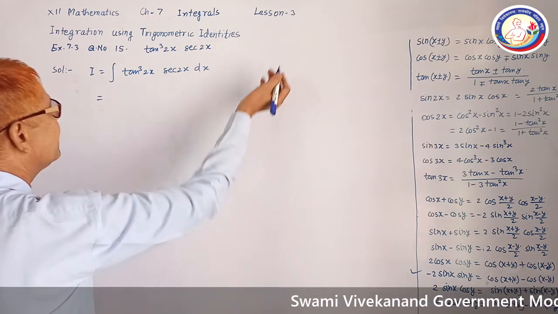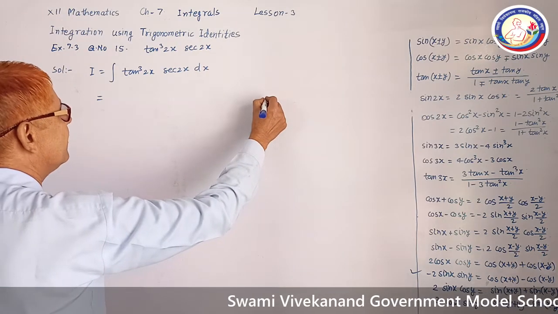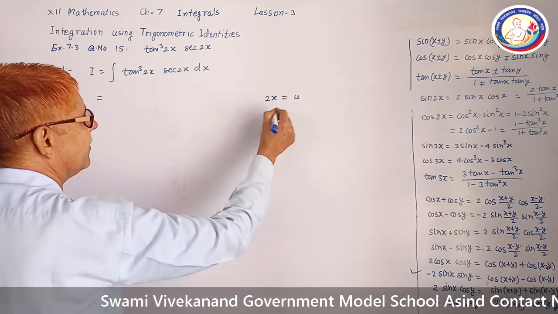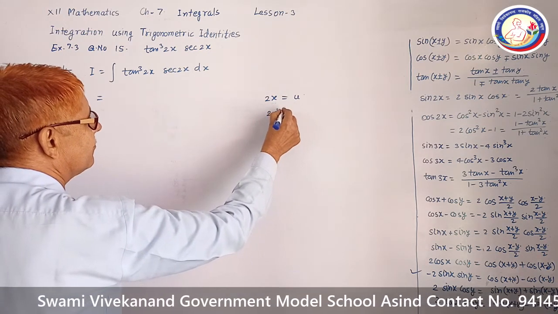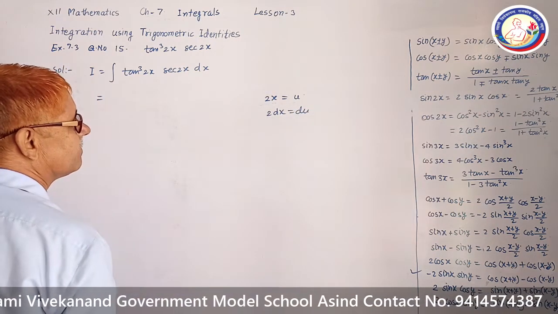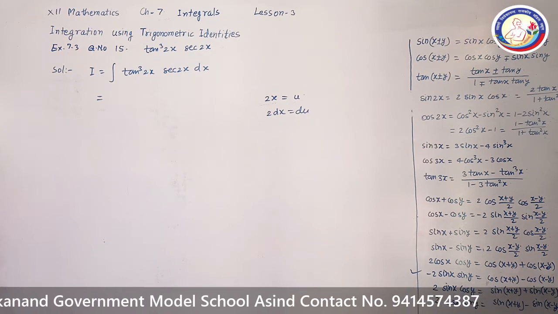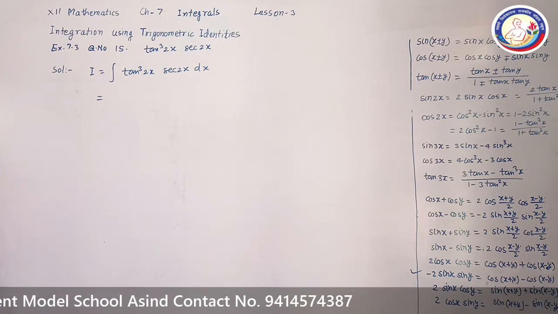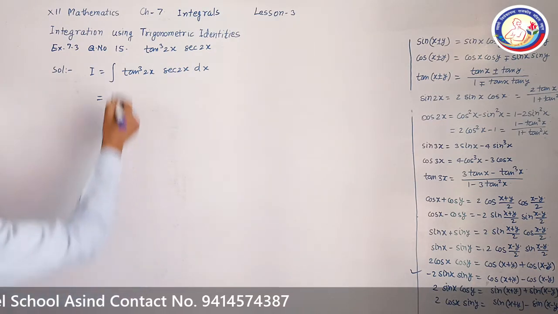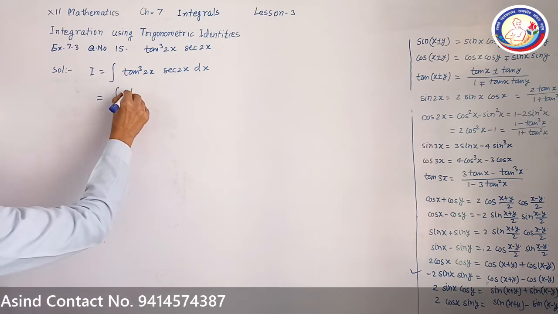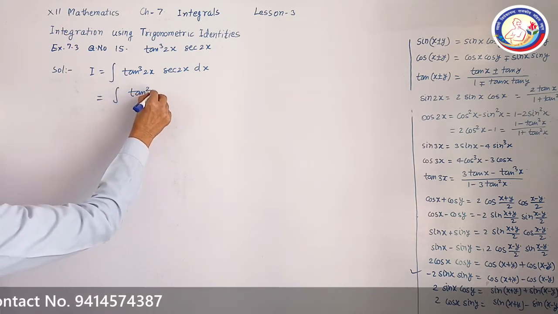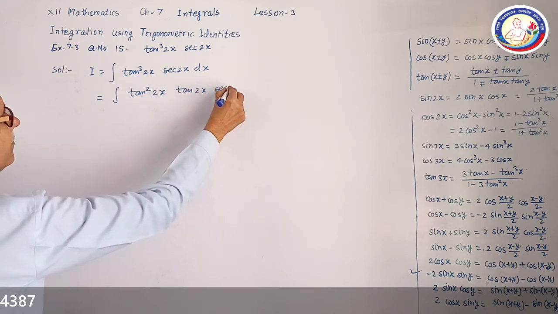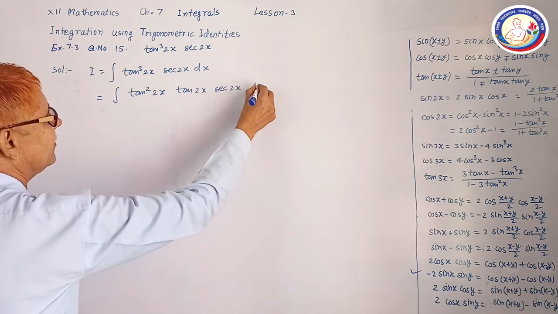Put here t or any other value. I am writing 2x as u say. So twice dx equal to du. Or simply we will proceed with this keeping it as 2x. Both are valid. Now I am writing it tangent square 2x and tangent 2x secant of 2x, multiplication of these three functions into dx.